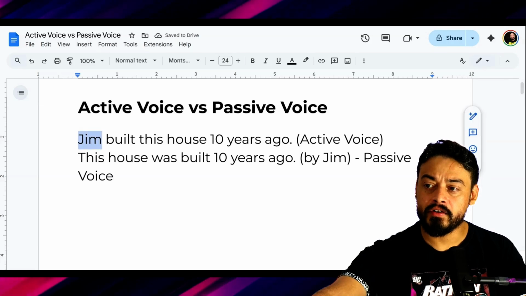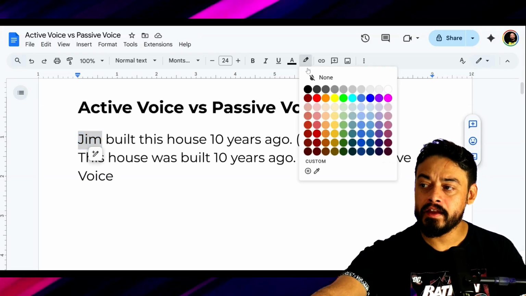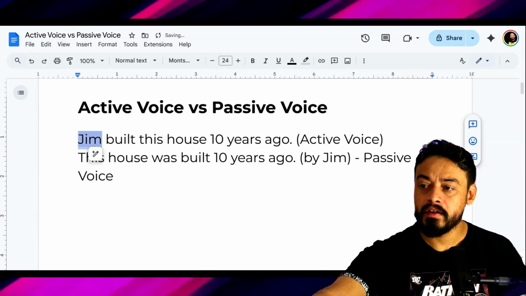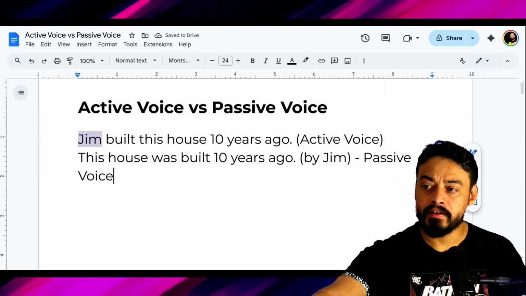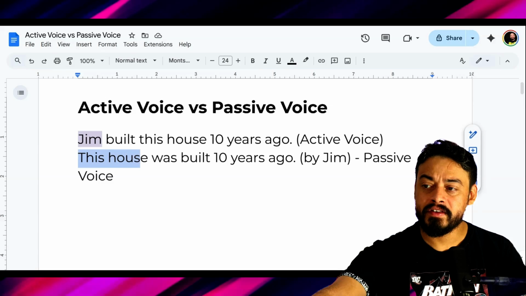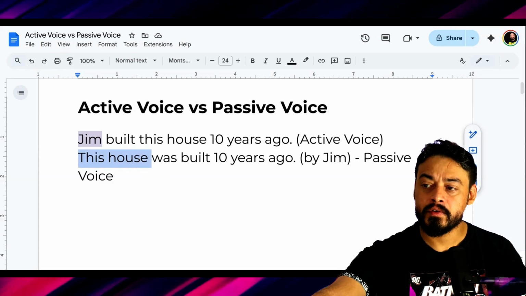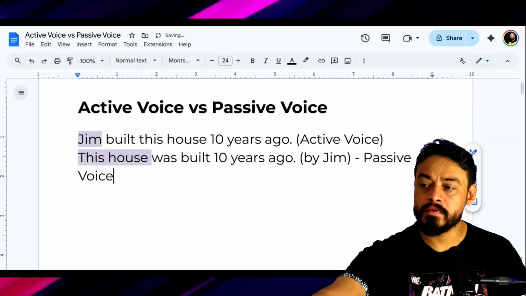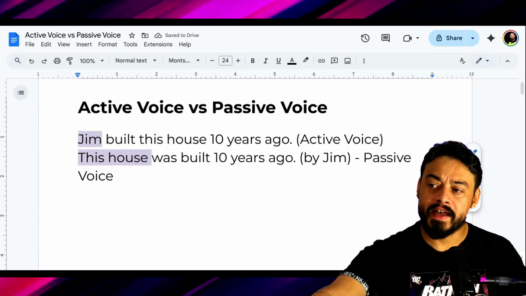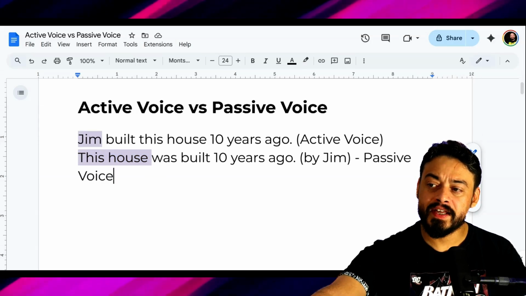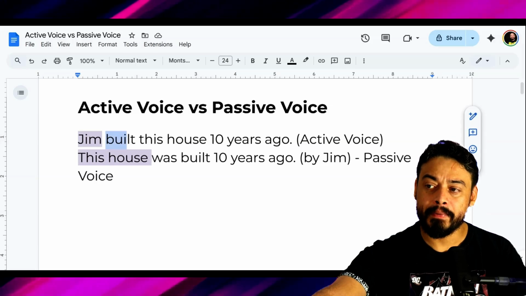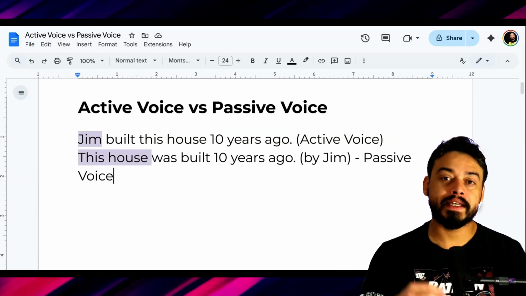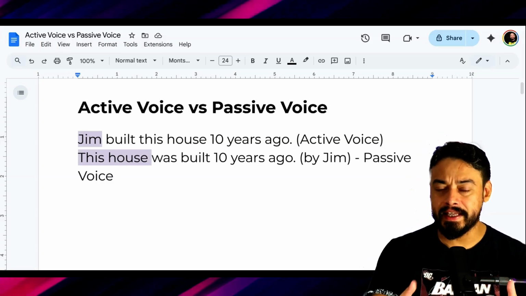So as you can see here, Jim is my main element in the first version. All right. Now, in the passive version, the house becomes my main element. You see the difference right here? Also notice that the first sentence is in the simple past. Built 10 years ago. So this is the main difference between active voice and passive voice in English grammar.